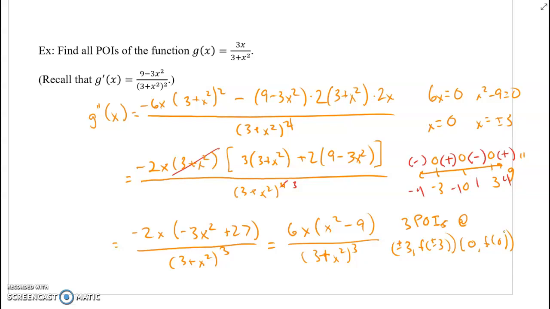And you should always check these in a graphing calculator, make sure you're doing them right. You can kind of see those points of inflection, but it's, again, the same reason as always, because G double prime changes signs at x equals 0 and plus or minus 3.